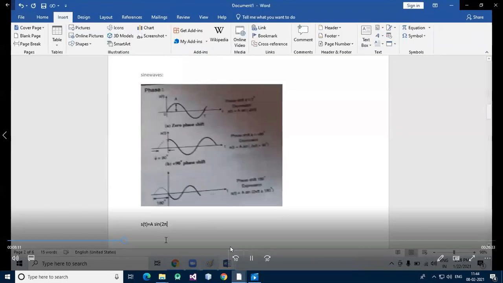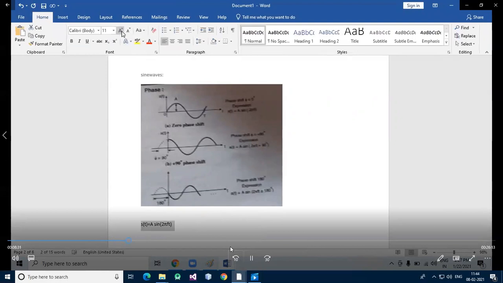So s(t) = A sin(2πft). This is about the phase, which is the zero phase. This is nothing but a zero phase shift. It's called zero phase shift. Then a 90 phase shift is, instead of this, like this only.